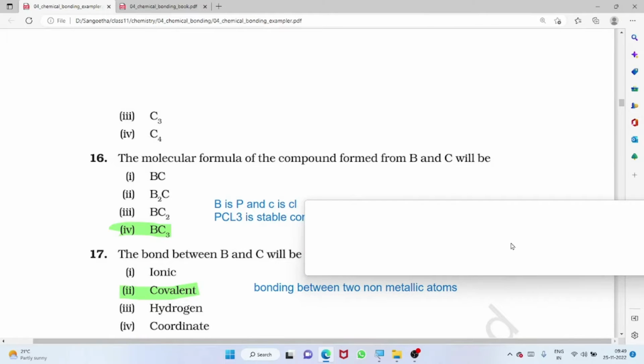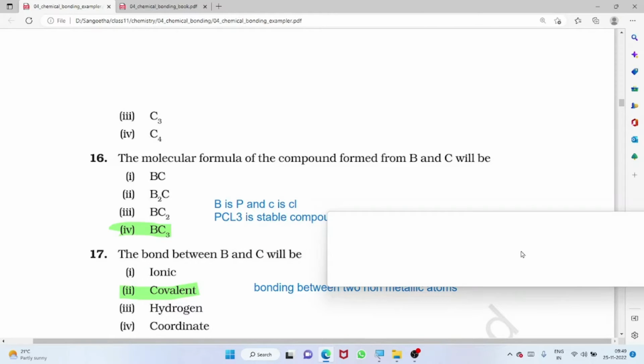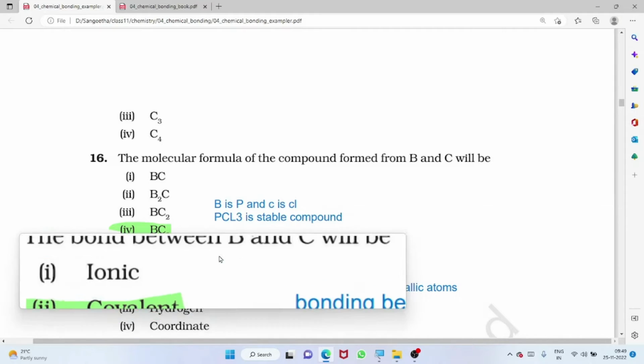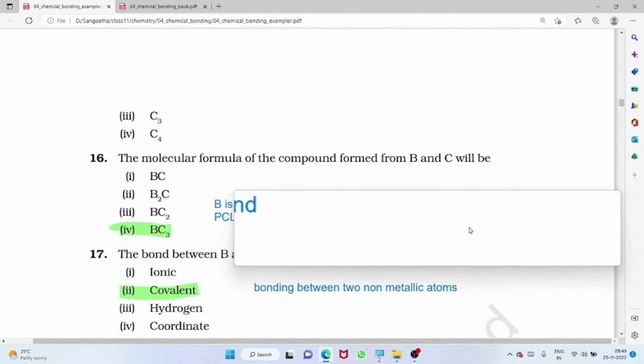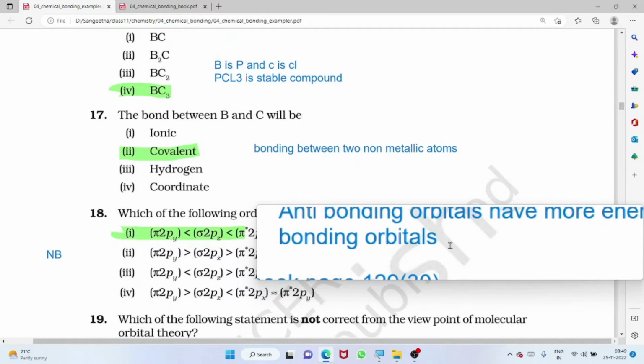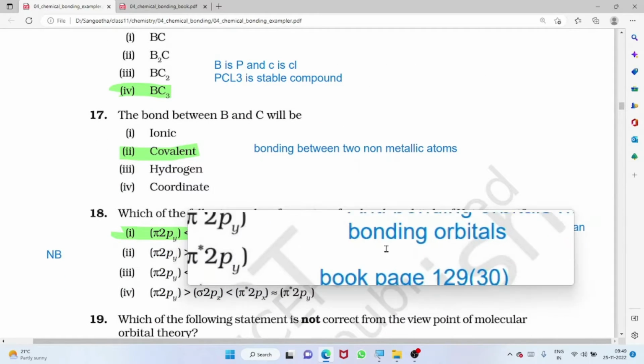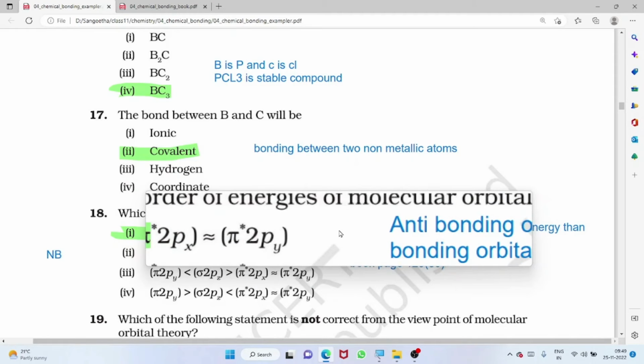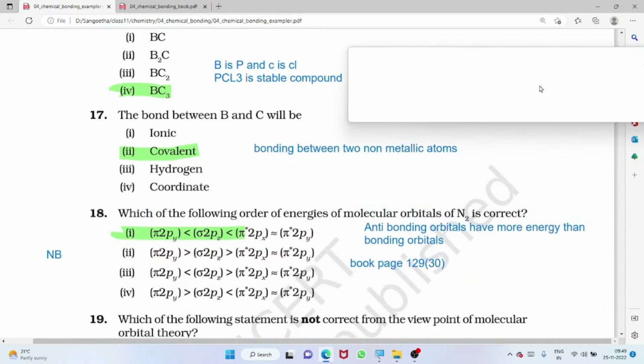The molecular formula of the compound of B and C. B is phosphorus, C is chlorine. The stable compound is PCl3. The bond between B and C is a covalent bond, by sharing of electrons. Bonding between two non-metallic atoms.